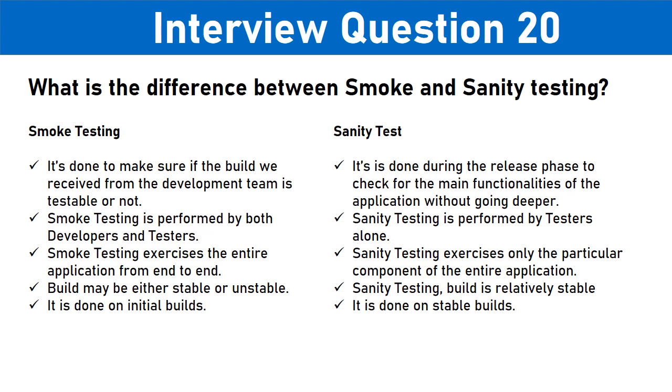Smoke testing is done generally on the initial build to make sure if the build is testable or not. Smoke testing is performed by both developers and testers. Smoke testing exercises the entire application from end to end. The build may be either stable or unstable because it's the initial build.